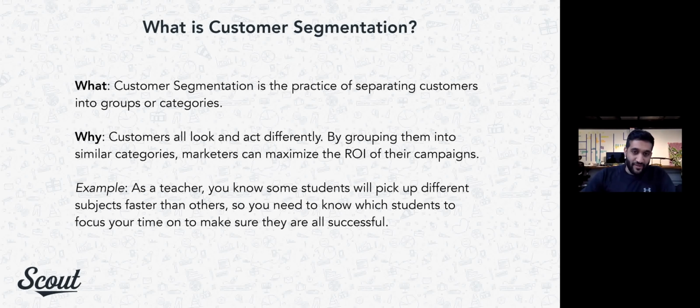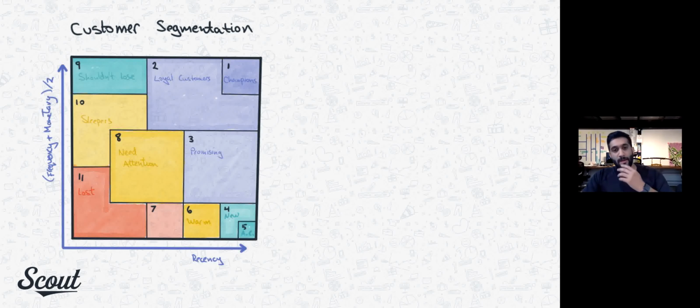Another example: if you were a teacher with a group of students, different students are going to be better at different subjects. As a teacher you need to know who those students are. A good teacher will treat every student based on their strengths and weaknesses to make sure they're all successful at the end of the day, while bad teachers treat every student the same. That's what customer segmentation is and why it's important.